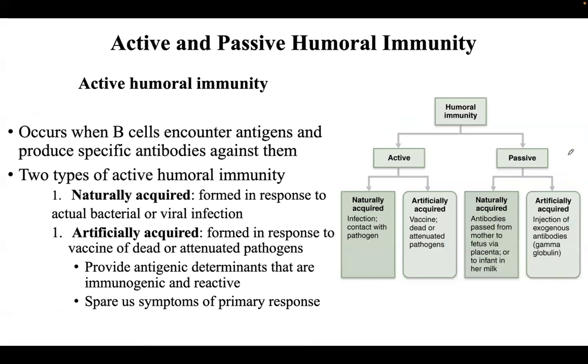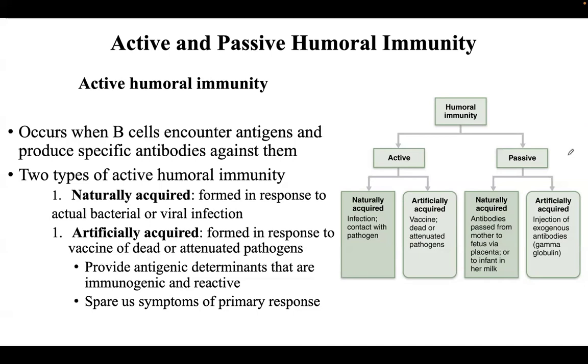All right. Now, active and passive humoral immunity. What does this mean? Humoral immunity, this is done obviously by the B cell. Now, this occurs when the B cell encounters specific antibodies and we acquire immunity. This can be active or passive. What is active? Active also has two subtypes. One is naturally acquired, one is artificially acquired.